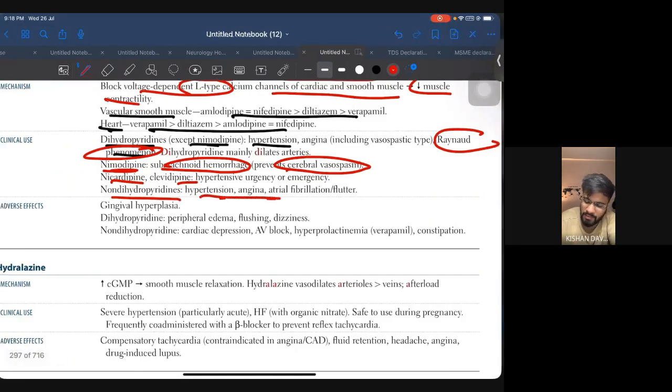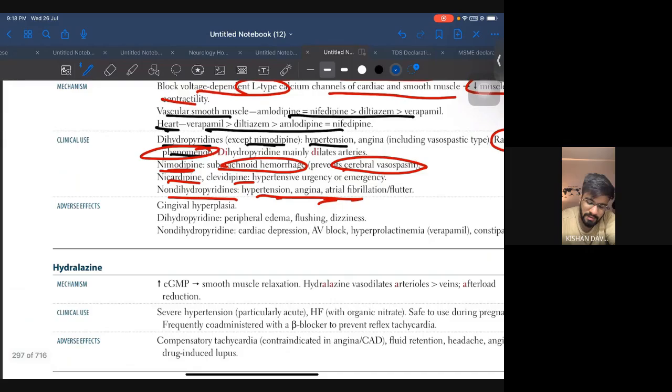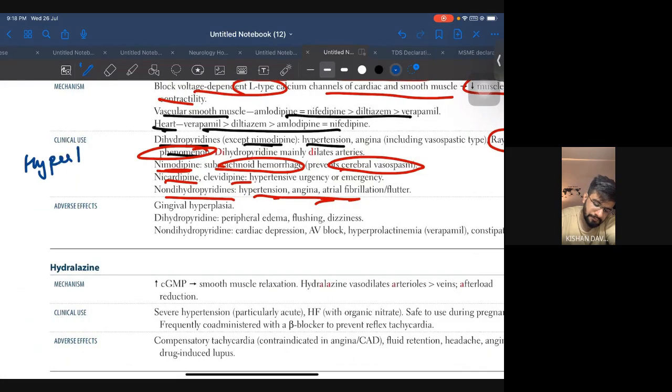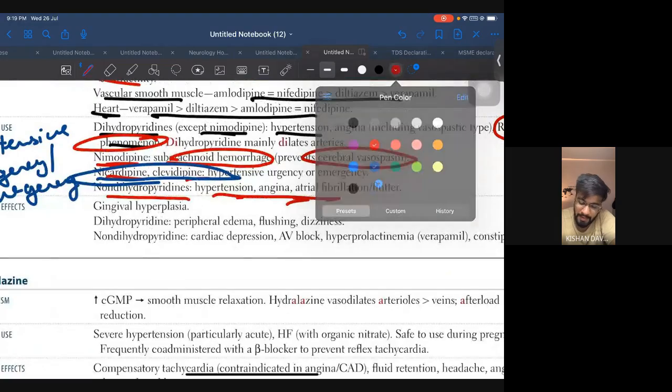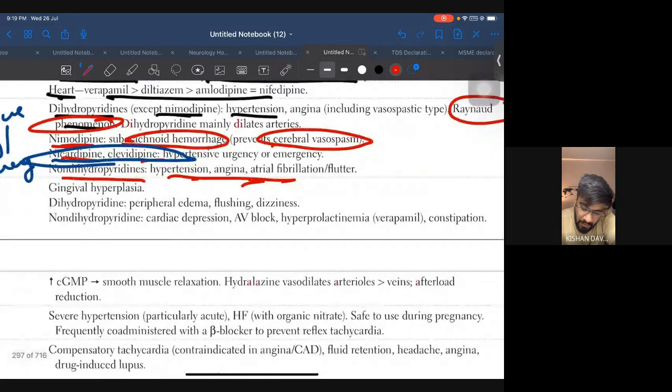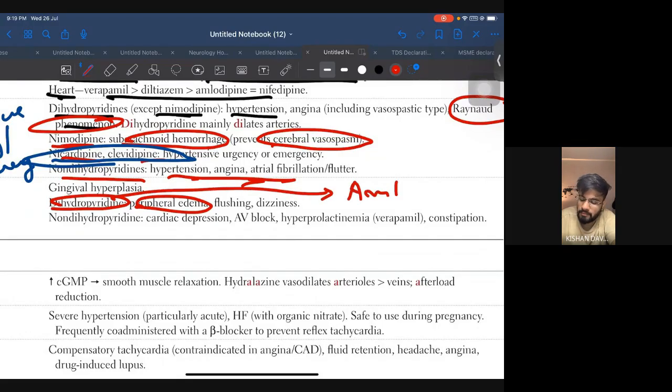Okay, so they won't actually ask this, but one question they have asked is: hypertensive emergency or urgency, what drug will you give? So the answer will be nicardipine or clevidipine, calcium channel blockers. Okay, so you have to remember all these things. And one thing they love to ask most frequently is dihydropyridine and peripheral edema. The most common they will give you is amlodipine. The question will say the patient was on amlodipine, what will be the most common side effect? So the answer will be peripheral edema.